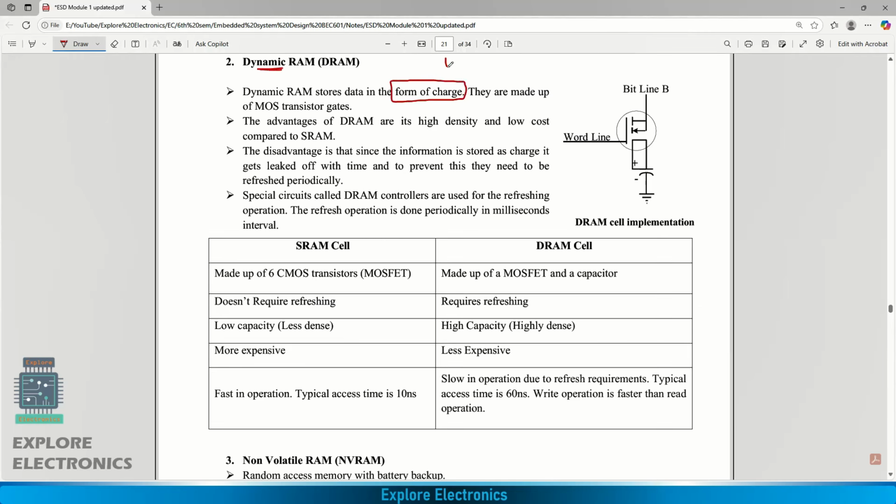Then comes dynamic RAM. Dynamic RAM in the sense, here the data will be stored in terms of charge. Charge in the sense we will be having a capacitor. A single transistor, one transistor and one capacitor, is required here to store the data. This is called dynamic RAM. But here the thing is that this dynamic RAM requires refreshing. Means again and again we need to provide the data to store it here. Why? Because this capacitor leaks away the charge.